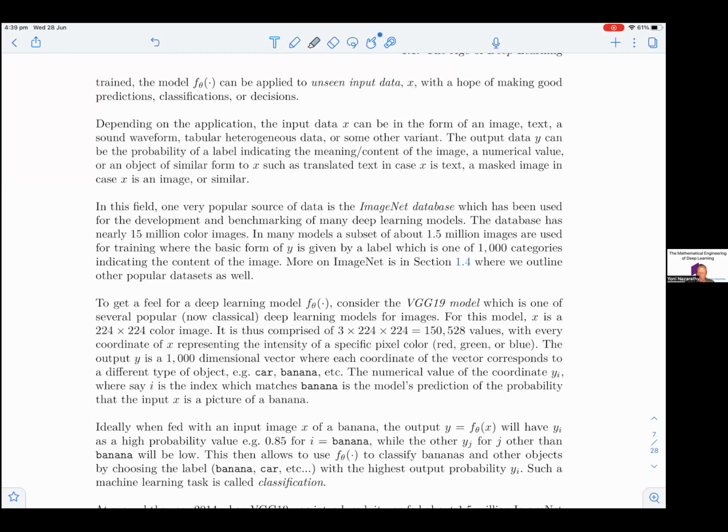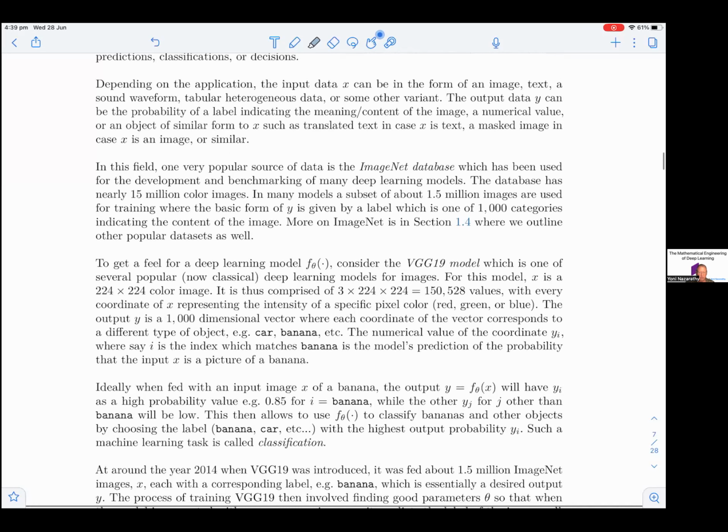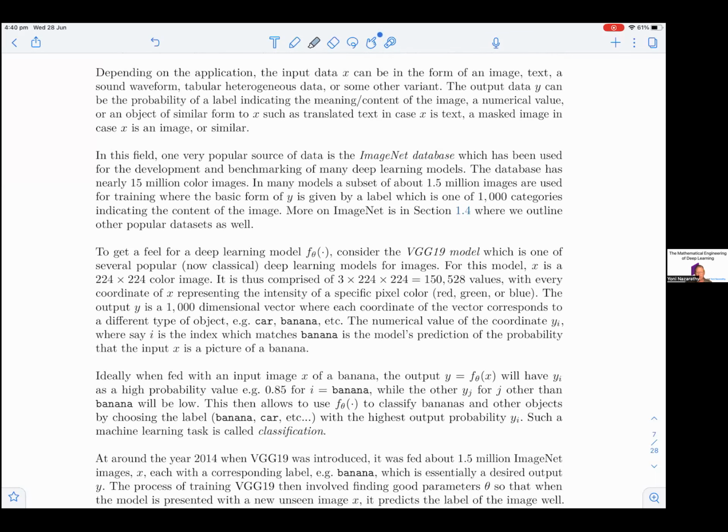Depending on the application, the input data x can be in the form of an image, text, a sound waveform, tabular heterogeneous data, or some other variant. The output data y can be the probability of a label indicating the meaning or content of the image, a numerical value, or an object of similar form to x, such as translated text, in the case that x is text, a mask image in case x is an image, or similar.